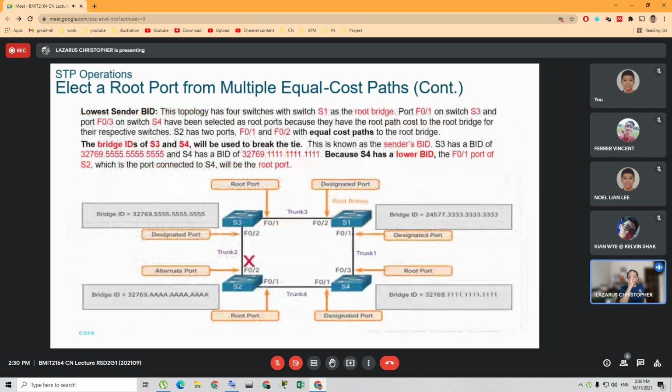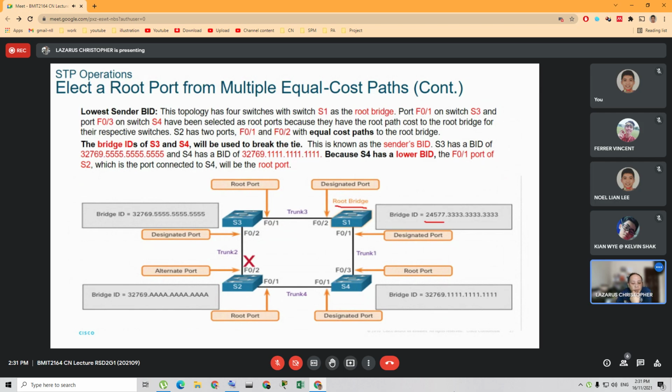So this example highlights this point. Here we can see that S1 is the root bridge. As usual, we do it one by one: elect the root bridge. So the root bridge is elected, I think because of this. You can see the BID is low compared to the rest. The rest are the same, but I think this was set by the network administrator, so the BID is lower.